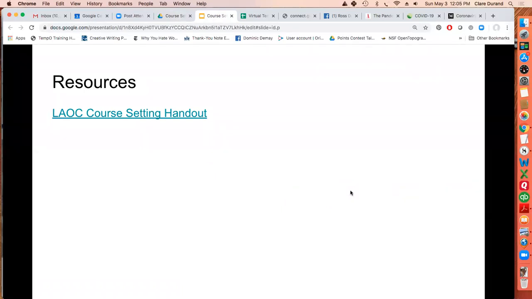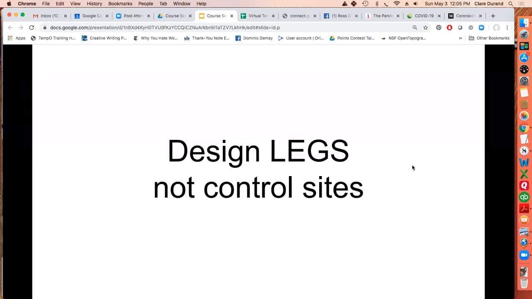So there's nothing in that course setting handout that isn't in here, but if you wanted, it has the information about white and yellow courses and some other stuff in it that we'll gradually be going over a number of weeks.